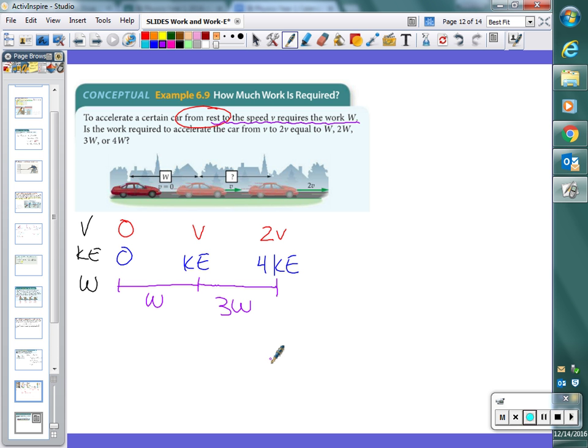Does that make sense? That's a little tricky one, but those are the kind of questions that show up on multiple choice sections and stuff like that, because that's what they try to do. All right, good there? Okay.